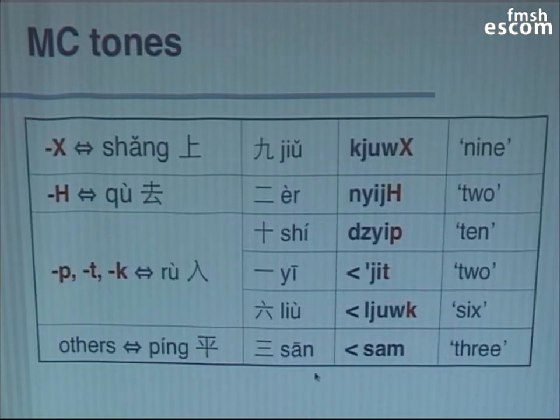Finally, the tones. We indicate tones in Middle Chinese. A capital X at the end indicates Shangsheng, capital H indicates Qusheng. P, T, or K at the end, of course, indicates Rusheng, the tone with a final stop. Anything else is Pingsheng. And here are some examples from the numerals.